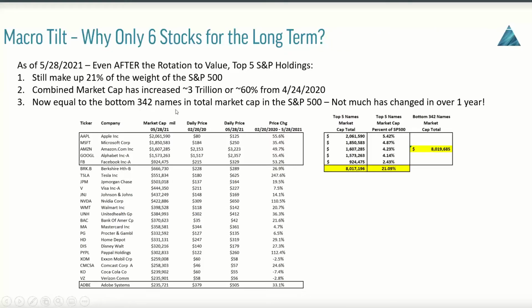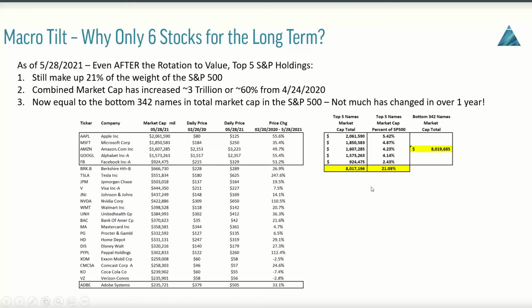It's now equal to the bottom 342 names in total market cap. So really not much has changed. We've literally gone from 24% to roughly 21%. Used to be 355 names. We're still the top 342 names. And that's with an increase in market cap of roughly 3 trillion.